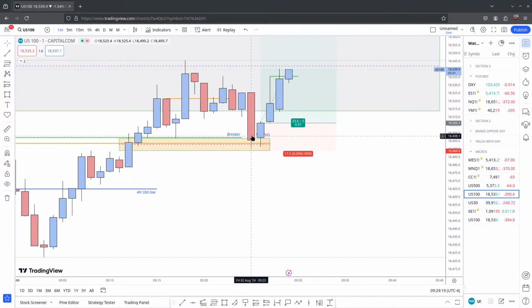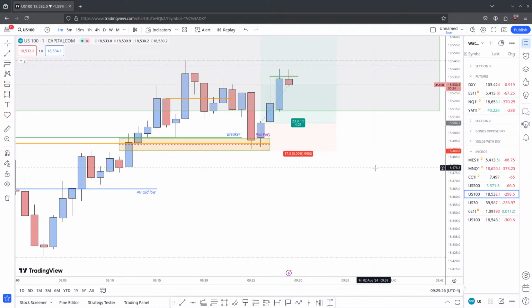And if you're scared to get in, then that's something that you practice on your forward testing as well as your tape reading, and you really start to practice that.